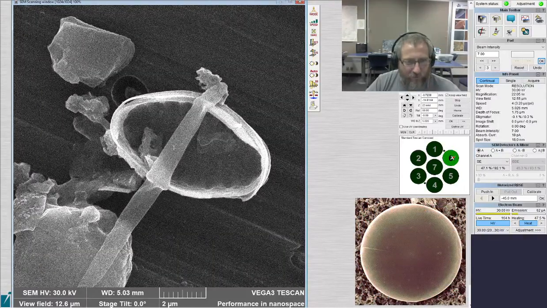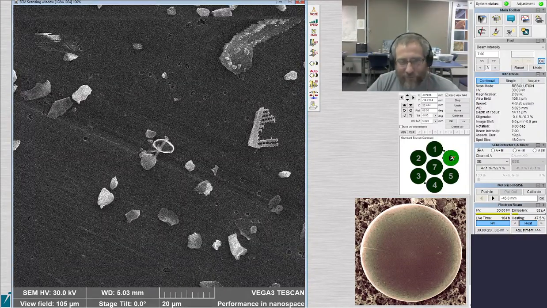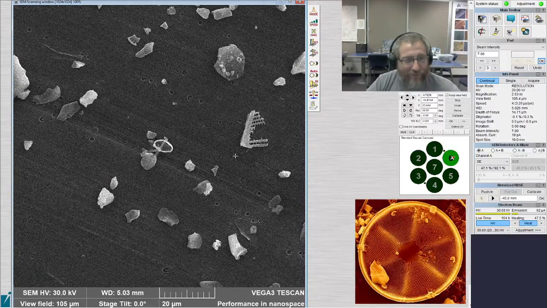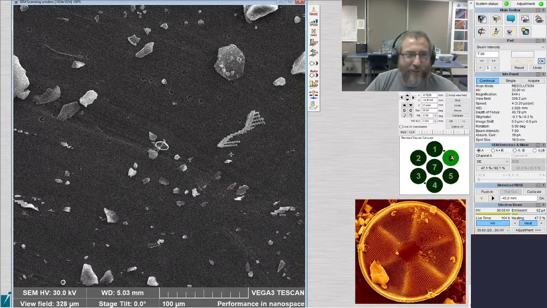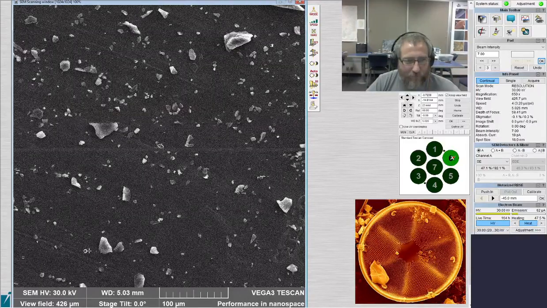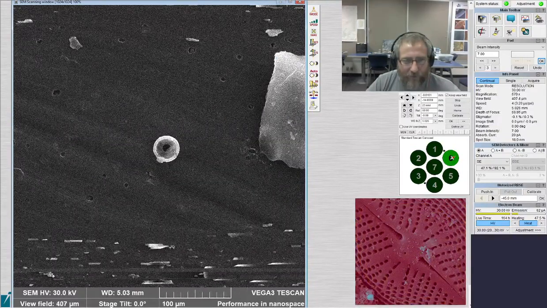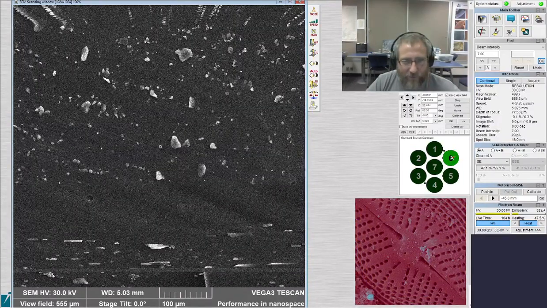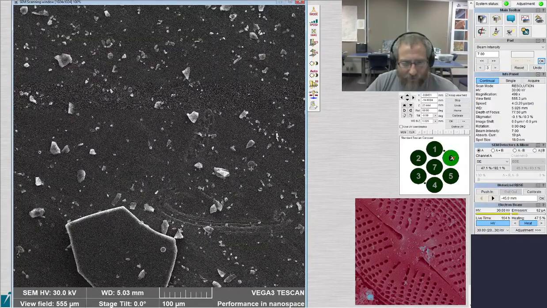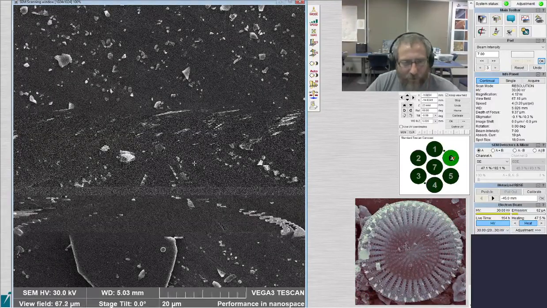Just a little Neopinata-like thing. It's a fragment of a bigger naviculoid-like thing, I guess. Oops, here's something. There's something on this and maybe something here.